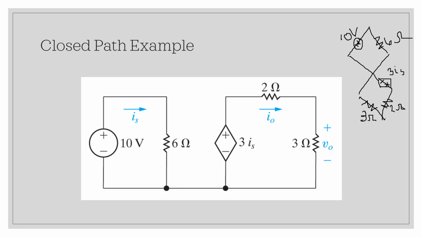And this would be I sub 0 here, and I sub S would be going this direction. Okay, so that's what this circuit would look like. I like these circuits. I think they're fun.